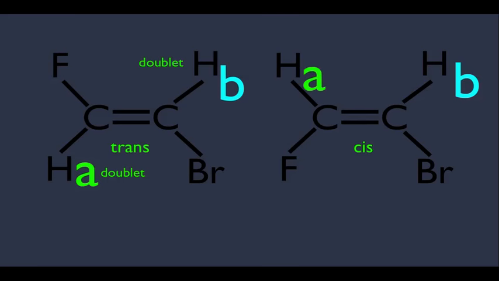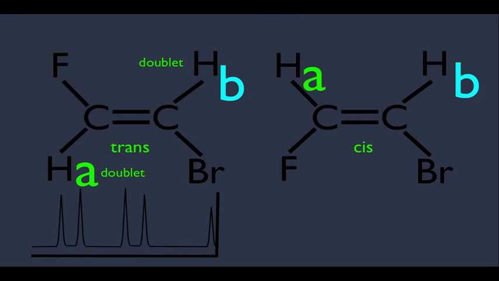So for the trans molecule, we should see two doublets in our H NMR spectrum, which means it would look something like this. Let's put it underneath here. This would be a rough sketch of the H NMR. There we see two doublets corresponding to both the A and B hydrogens. But let's do the same analysis now on the cis and see if we get anything different.